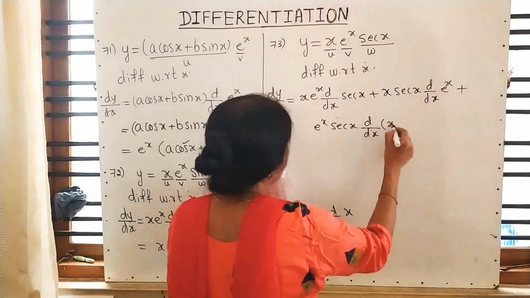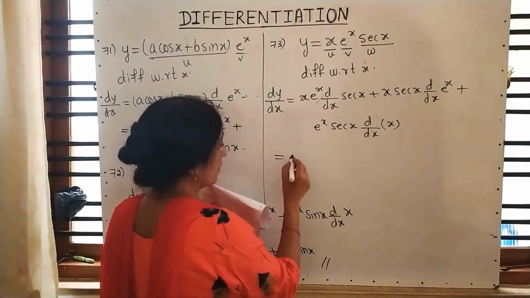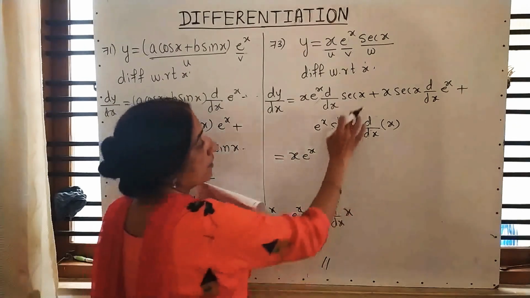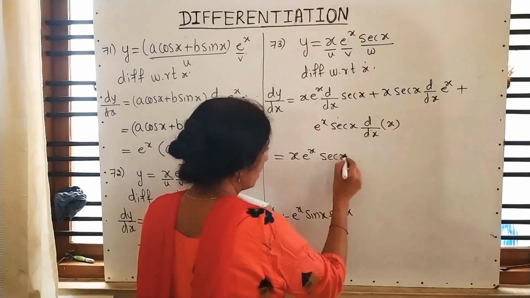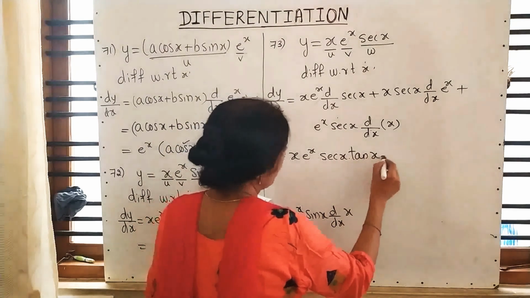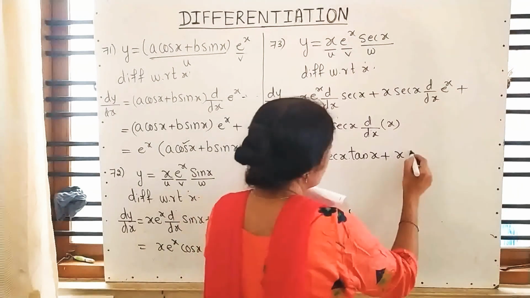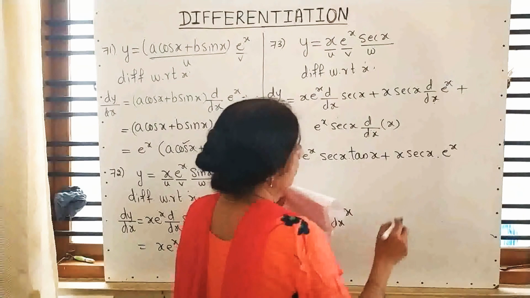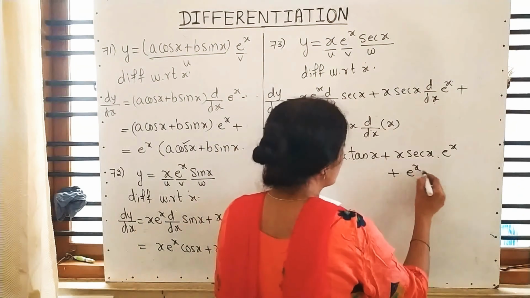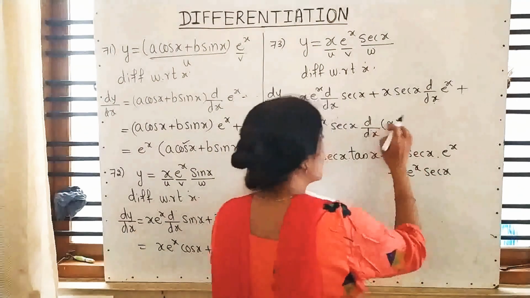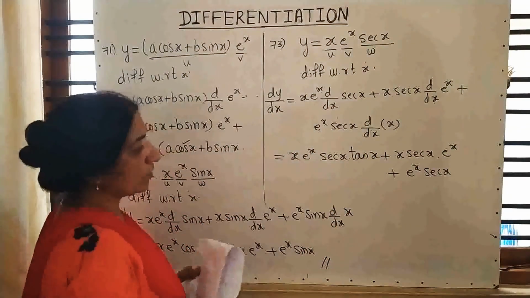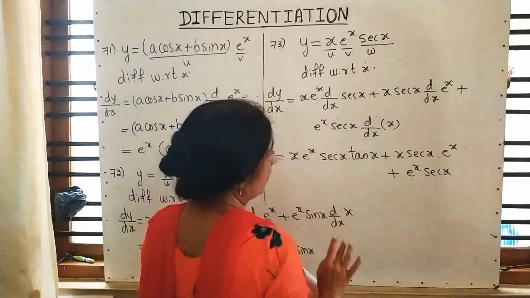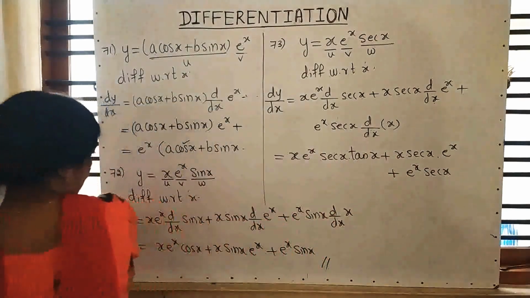Differentiation of x with respect to x. Yes. x into e raised to x before differentiation keep as it is. Differentiation of secant x is secant x into tan x, plus x into secant x as it is, differentiation of e raised to x is e raised to x, plus e raised to x into sec x as it is. Differentiation of x with respect to x is 1. No need to write that. If you want, you can take e raised to x into sec x common and the remaining term in the bracket.